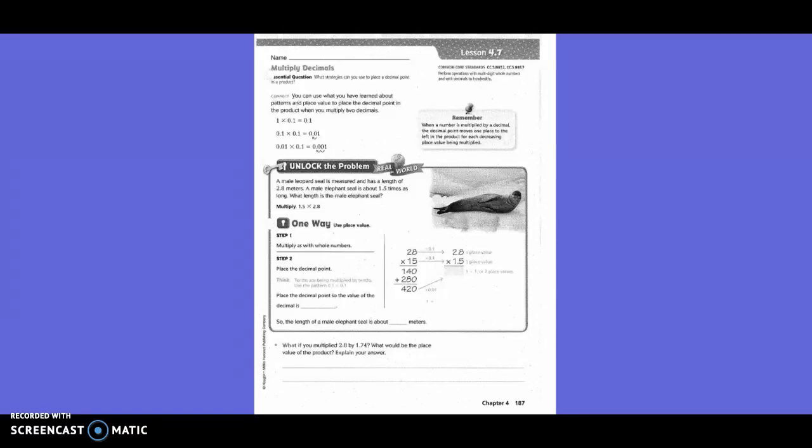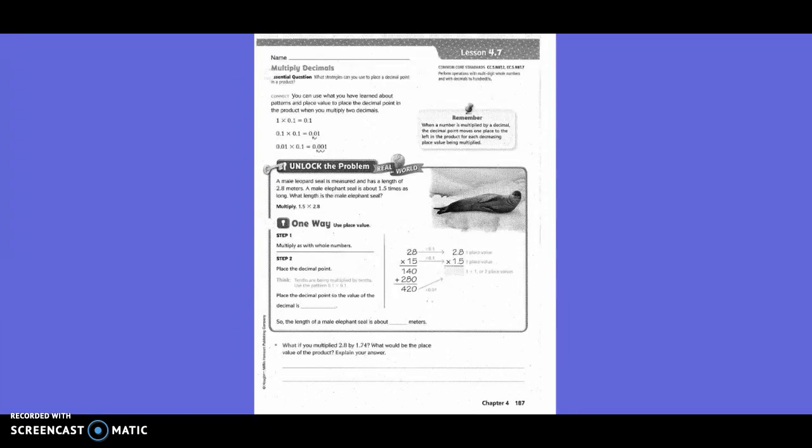Fifth grade, chapter 4, lesson 7, multiplying decimals. You can use what you have learned about patterns and place value to place the decimal point in the product when you multiply two decimals. So we've already learned that when we multiply by decimals, we move the decimal over to the left, okay? Or if you're multiplying it by a whole number, then you move it over to the right, okay? So when a number is multiplied by a decimal, the decimal point moves one place to the left in the product for each decreasing place value being multiplied.